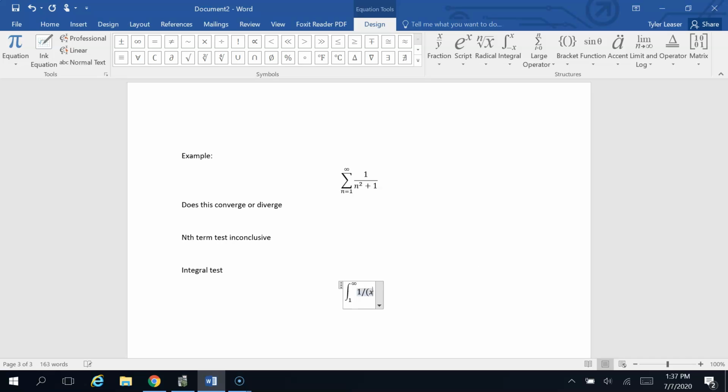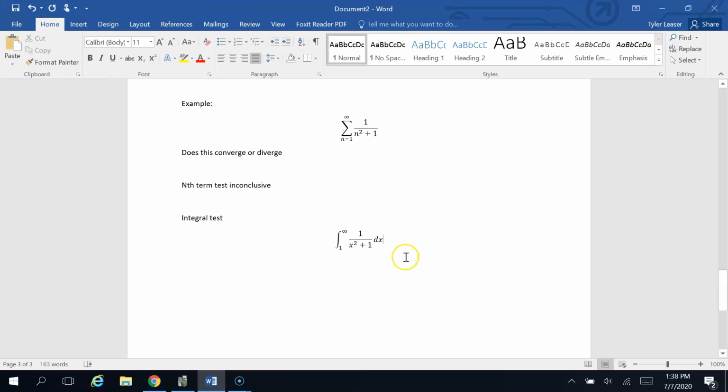Then what you're going to do is integrate over the same sequence but as a function. So 1 over x squared plus 1 dx from 1 to infinity. All right, this is listed on that table of integrals. The antiderivative is tangent inverse of x. And then we're going to evaluate this from 1 to infinity.